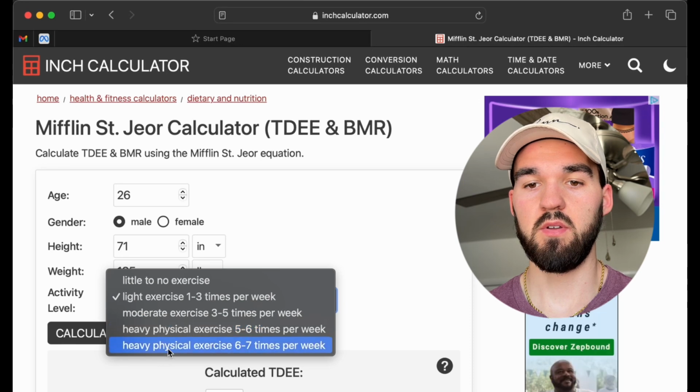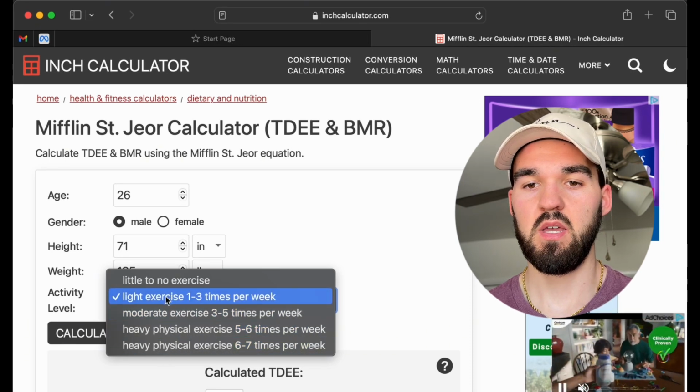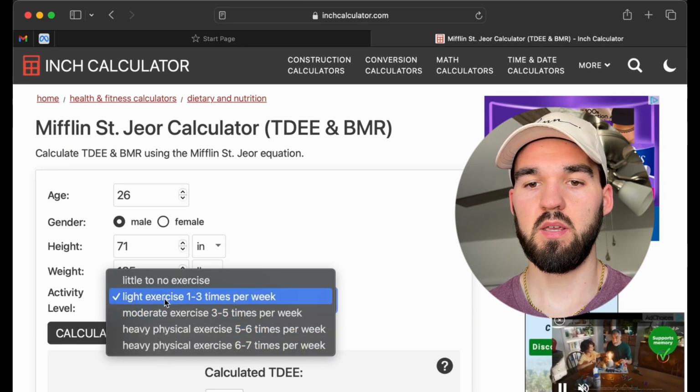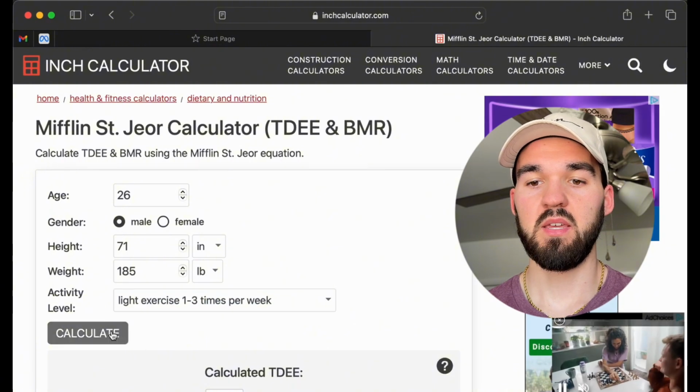And then light exercise. Usually most people should be going light, moderate, or little. Most people do not. Even if you are exercising, you're still not very active. So typically I go either here or here. We'll just say that, and then hit calculate.